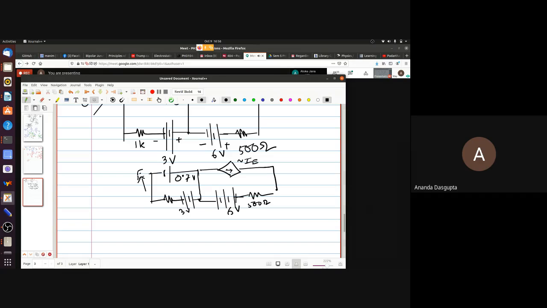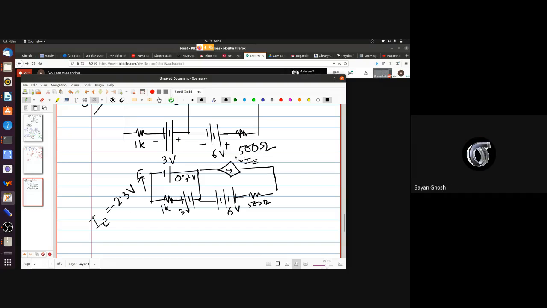And IE is this current. How much is it going to be? You just look at this loop. It should be obvious, right? How much is the drop in this loop? You have a 3 volt rise and a 0.7 volt drop if you go this way, right? So you have 2.3 volts and there's a 1 kilo ohm. So IE will simply come out as minus 2.3 volts. Okay? Yeah?